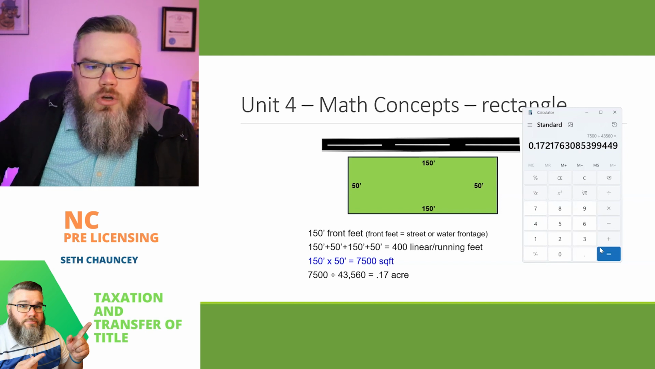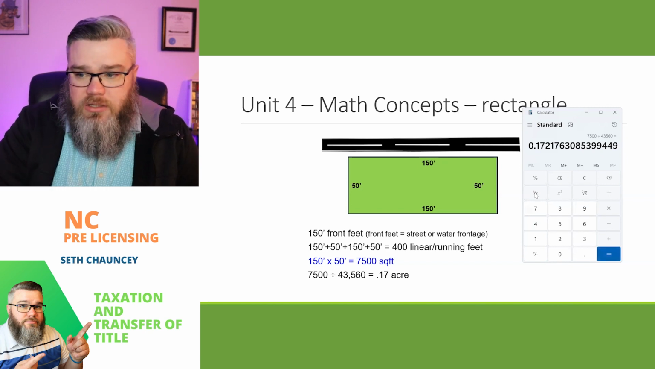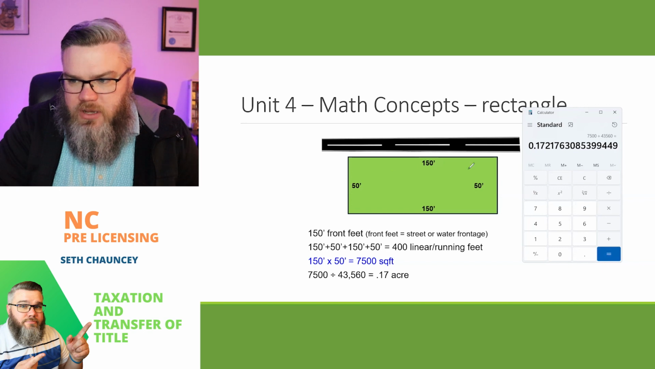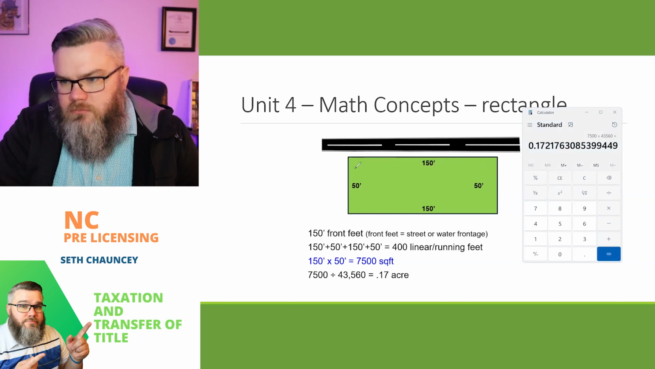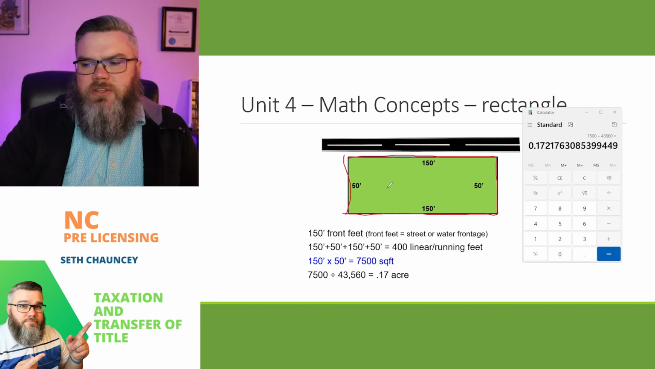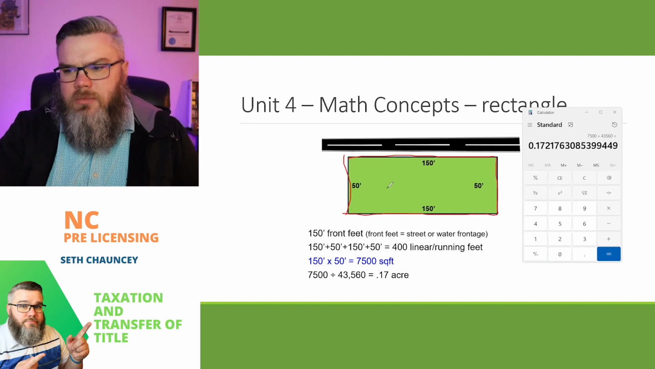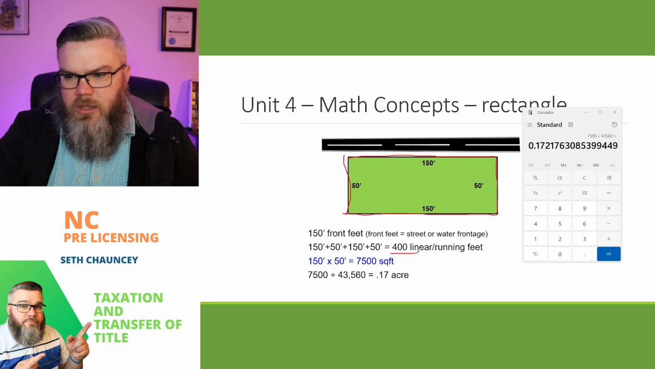Now, the other thing that you could see tested is linear running feet. So in this instance, the perimeter, you've got 150 feet, 50 feet, another 150 feet, and 50 feet. So if we ask for the linear running feet, or in other words, the perimeter, you just add it all together. That's what we did here for 400 feet.